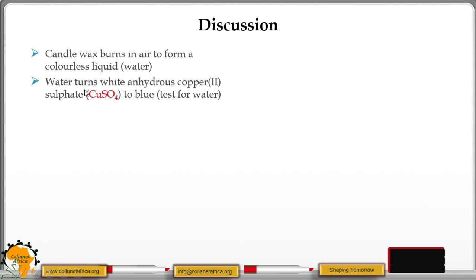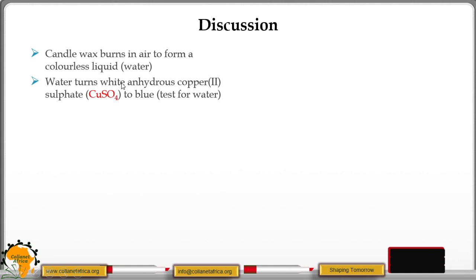The first test, we can use anhydrous copper 2 sulfate. Anhydrous copper 2 sulfate is white in color, and once it is hydrated, it turns blue. So you want to have water. If you sprinkle some water in anhydrous copper 2 sulfate, which is white in color, it actually turns blue.